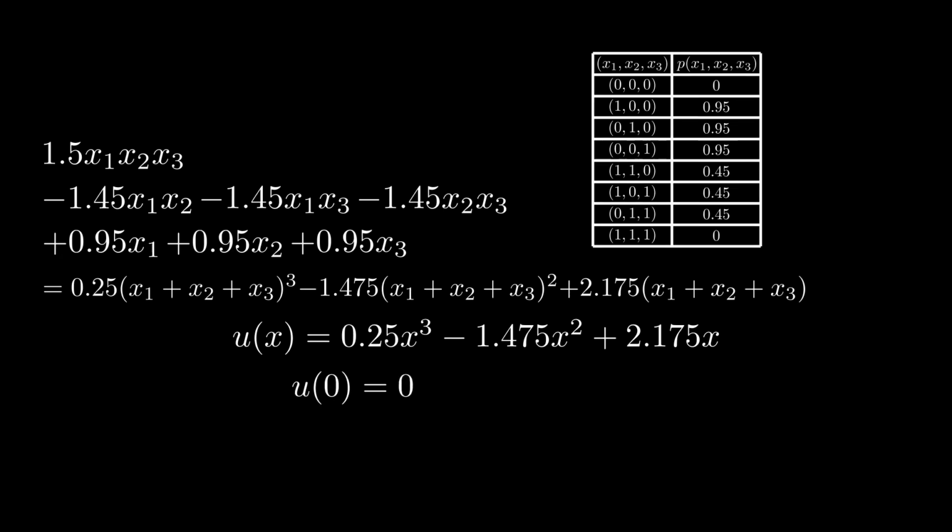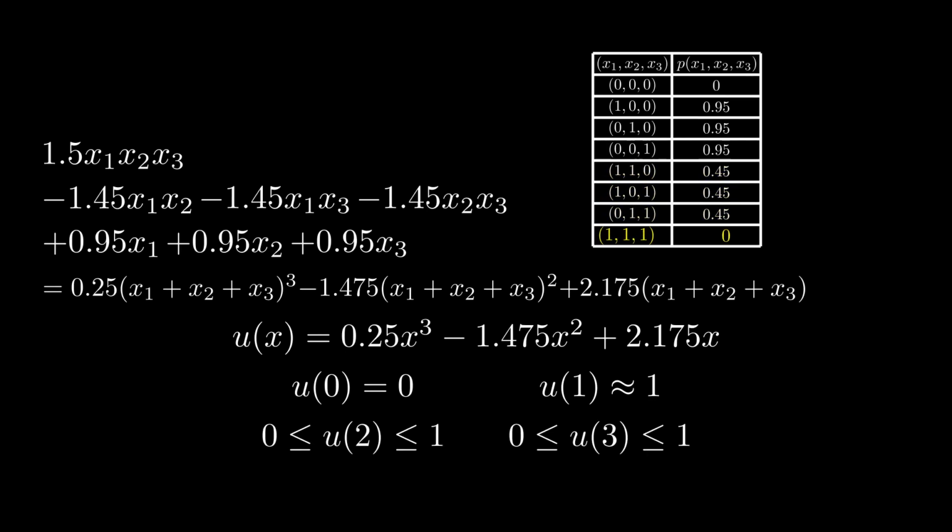We can find the value of u of 0 by setting all xi's to be 0. We can find u of 1 by setting exactly one of the xi's to 1, u of 2 by setting two xi's to 1, and u of 3 by setting all xi's to 1. So u of 0 is 0, u of 1 is close to 1, and u of 2 and u of 3 are both between 0 and 1, because they are the values of p-symmetric when 2 and 3 of the x's are set to 1 respectively.